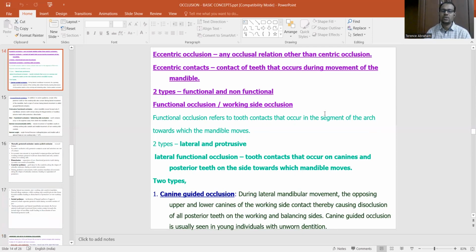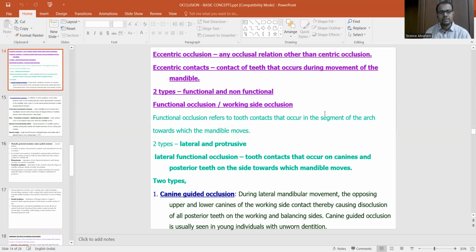Canine guided occlusion: during lateral movement of the mandible, the opposing upper and lower canine of the working side contact each other and thereby there will be a disocclusion of all the posterior teeth, both working as well as balancing side. This canine guided occlusion can be seen in the young individual with the unworn dentition.